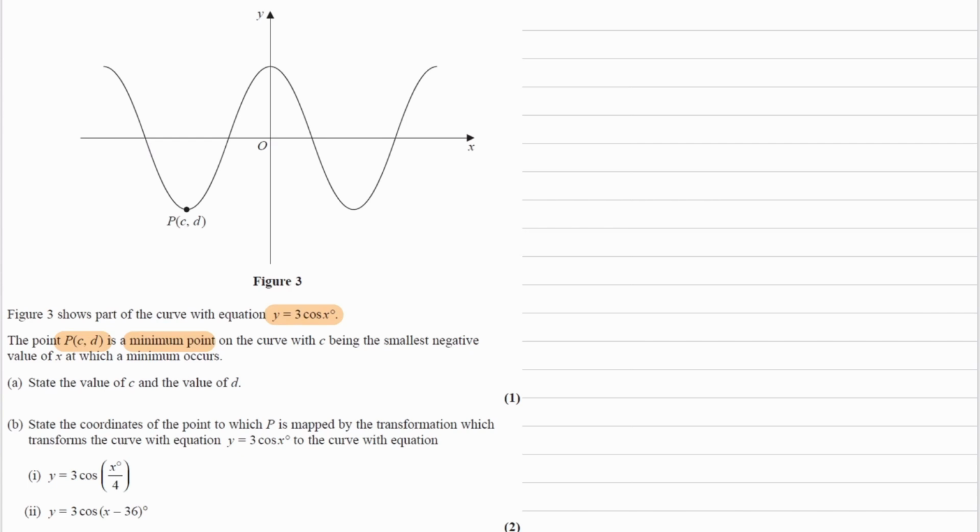3 cos x. So let's say we have f of x is equal to cos x. If we do 3 f of x, this is then 3 cos x. This transformation here, when you multiply f of x by 3, that multiplies all the y coordinates by 3. It's a stretch of scale factor 3 parallel to the y-axis.